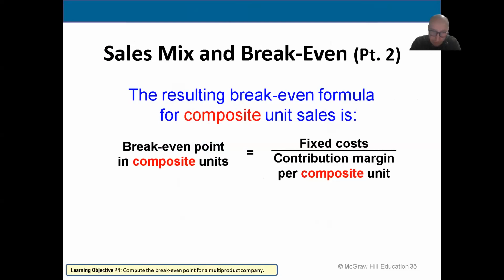Based on the break-even formula, the composite unit sales looks like this. Fixed costs divided by your contribution margin per composite unit. So in other words, we're swapping that contribution margin for the composite unit.